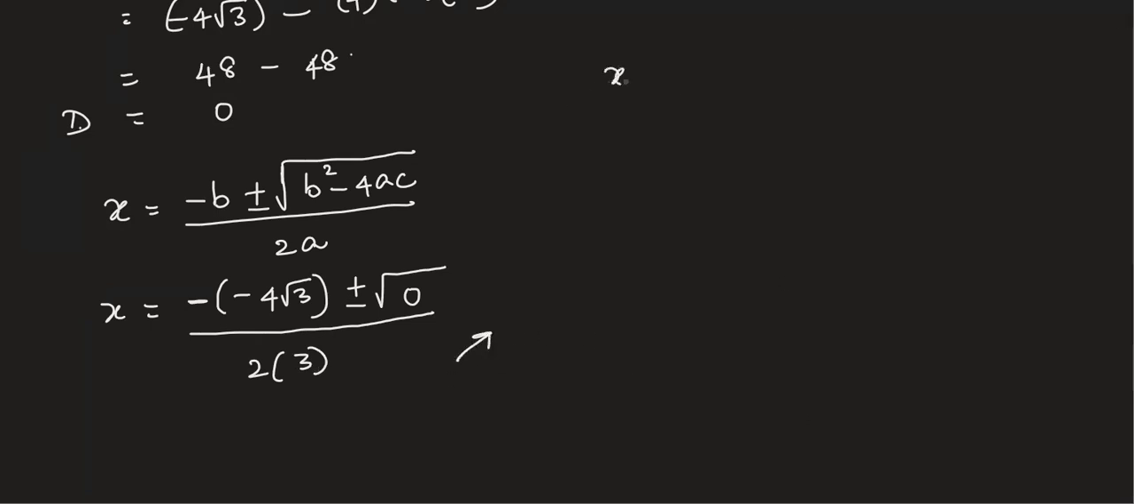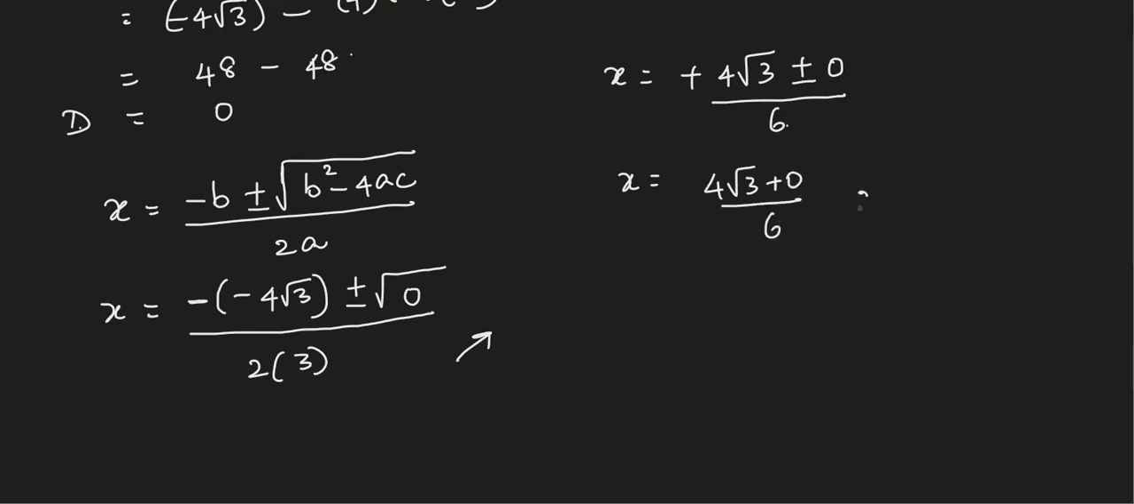So my value of x is equal to minus into minus will become plus now. So plus 4 root 3. Square root of 0 will be 0 only. So 0 plus or minus 0 by 2 into 3 will become 6. Okay. Now x is equal to 4 root 3 plus 0 by 6. This is the first value. Next value will be 4 root 3 minus 0 by 6.